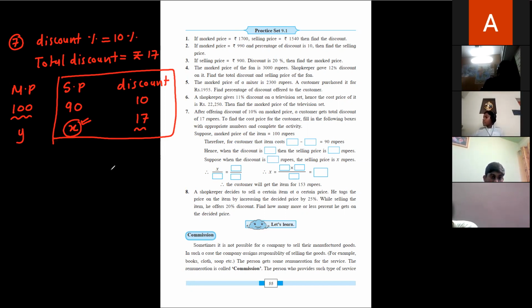Just cross multiply it. X will be equal to what? 17 into 90, divided by what? It will be 10. This 0 and this 0 gets cancelled. 17 into 9, this will be what? It will be 153.